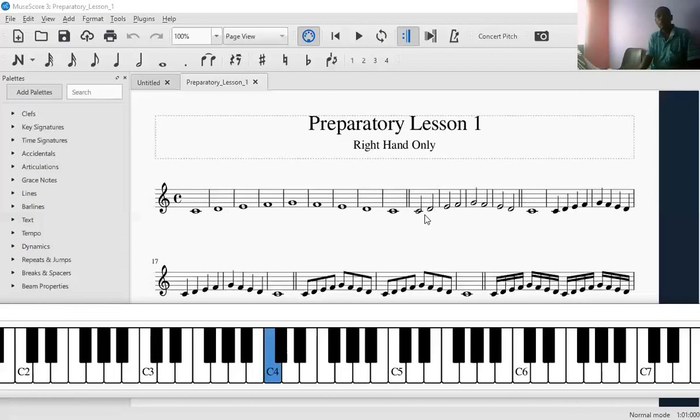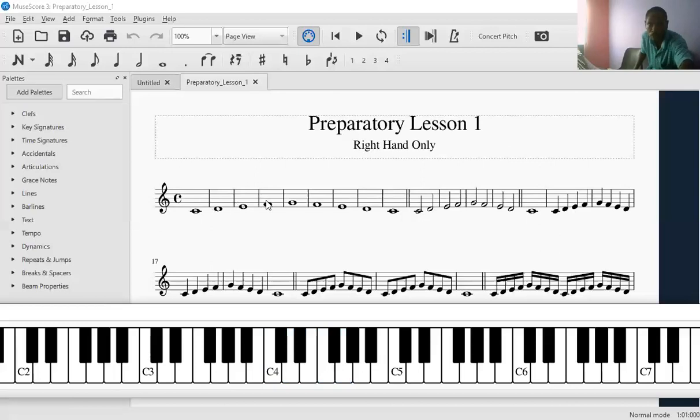1, 2, 1. Now a minim takes 2 counts. So 1, 2, 3, 4. 1, 2, 3, 4. Each bar has 4 counts. The music is divided into bars, or what we call measures. The bar lines are these lines. So these lines you see here are called bar lines.